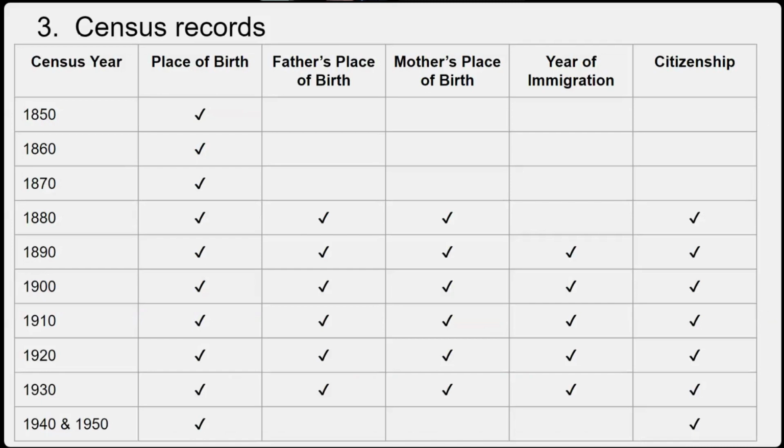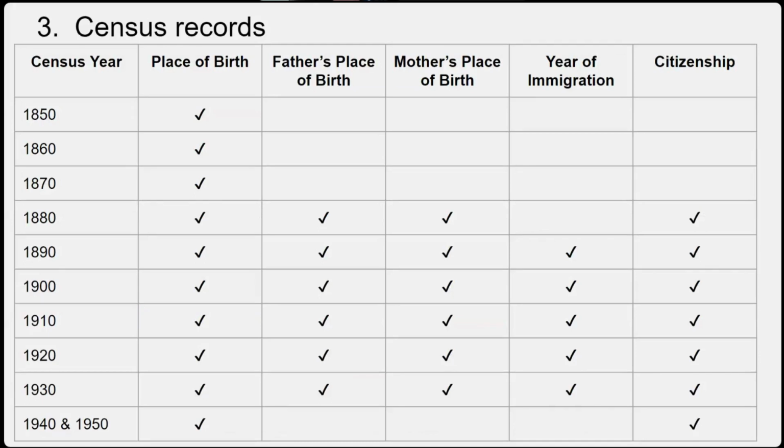Census records are super important for two reasons. First, they help establish a timeline of where the ancestor lived in certain places at certain times and who the family members were. Second, census records can tell you where family members were born and when they came to this country. The chart on this slide shows which census years asked questions relevant to immigration and naturalization.